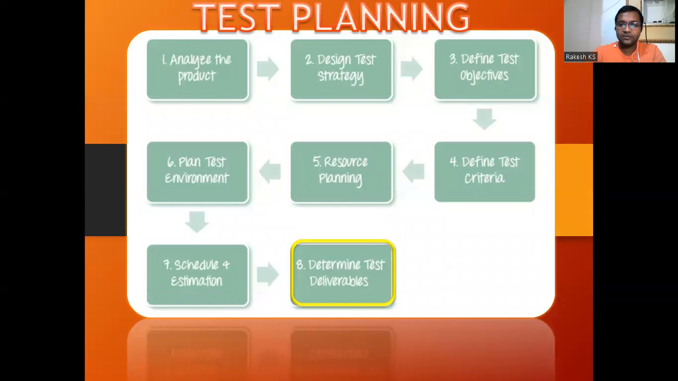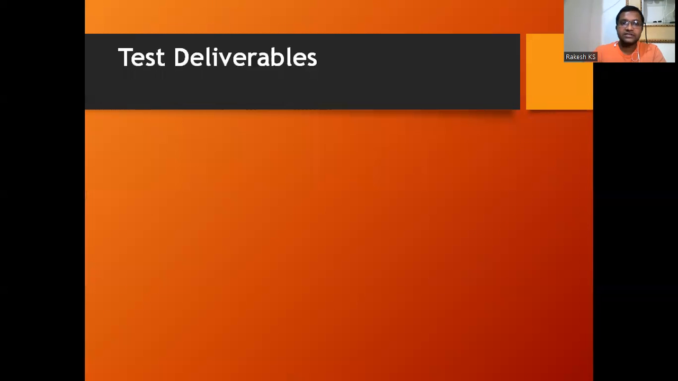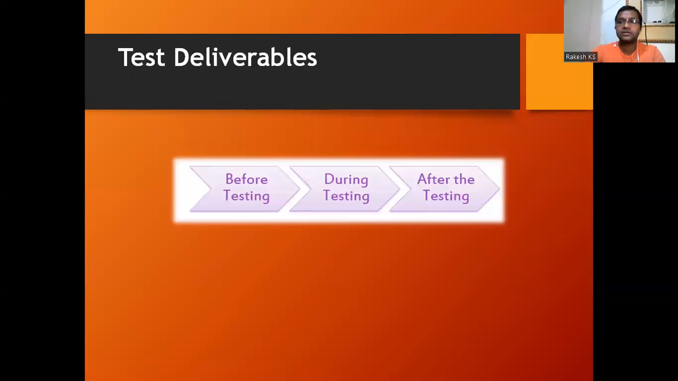Next one is determine test deliverables. So let us see what test deliverables are. Test deliverables are nothing but specific kinds of documents which are maintained during the test process. First, we shall see the before testing documents. Before testing, we have made test plan documents, test case documents, design specifications, and SRS documents. All these are called the before testing phase.